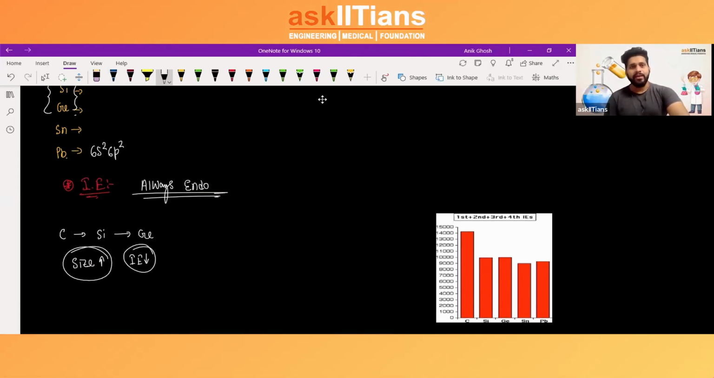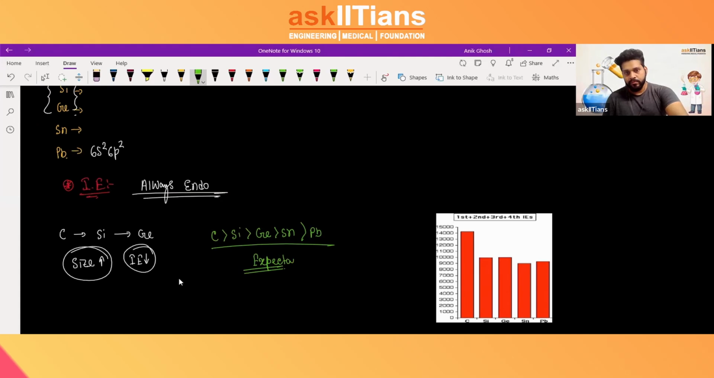Now, considering that, guys, we can conclude that the ionization energy order should be carbon highest, then silicon, then germanium, then as we move forward, then tin, then lead, right? This is what we expect to happen. This is our expectation. Now, guys, I am forming it in this way to give you a clear idea that maybe that is not how it is happening, right?